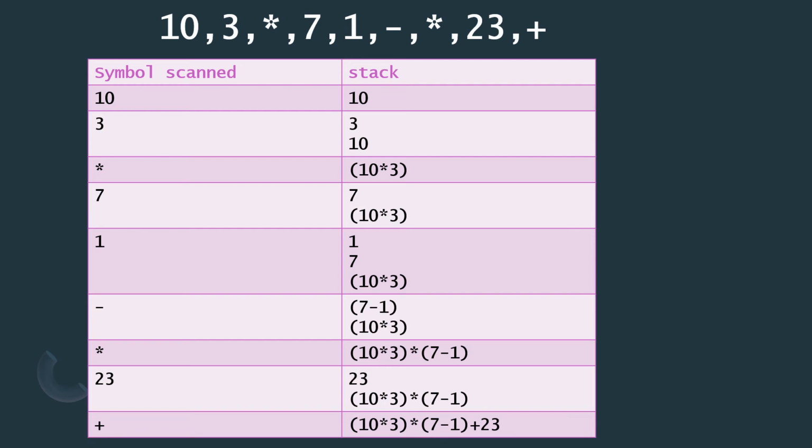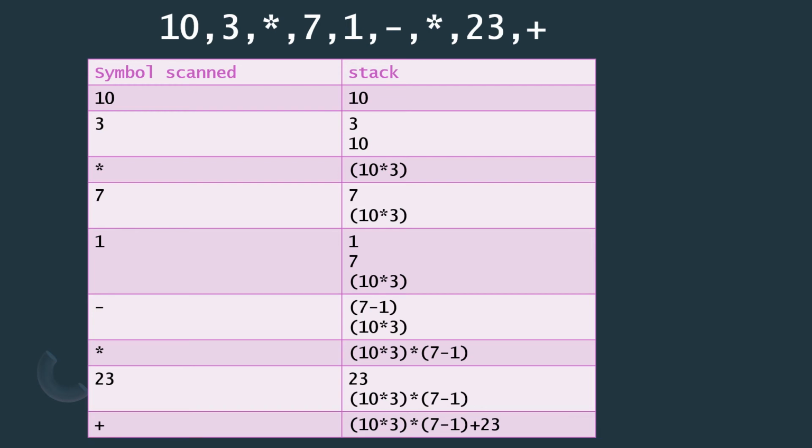Then the next symbol is 7, that will be pushed into the stack. So in the stack, 10 into 3 is already there, and 7 will be pushed into the stack. The next one is 1, that will be pushed into the stack. Then the next one is minus, and minus is an operator. So it will pop the top two elements. Here the top two elements are 1 and 7. 1 is A, 7 is B. Then the operator will be placed between B and A. So it will be 7 minus 1 and will be pushed back into the stack.